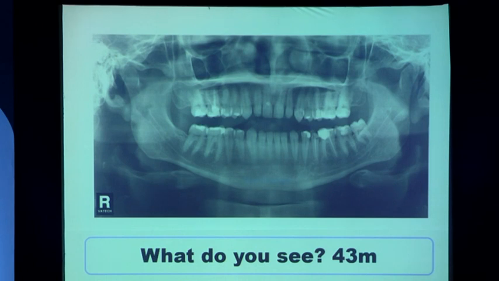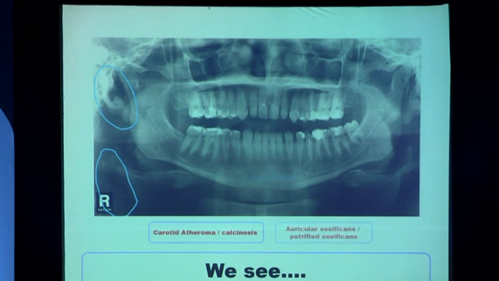Anything? Anybody? No? Okay. If you see clearly here, there's a soft tissue shadow here, right? This soft tissue shadow is attributed to what? The pinna of the ear. And then there's a calcification here. This is the calcification of the what? Auricular cartilage. Okay? This is also known as petrified cartilage.